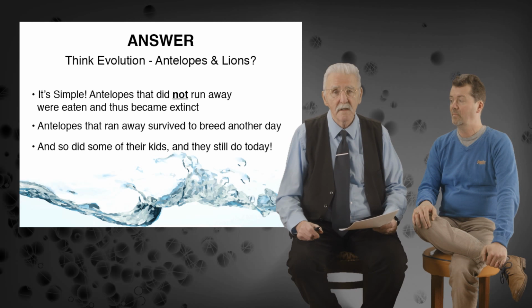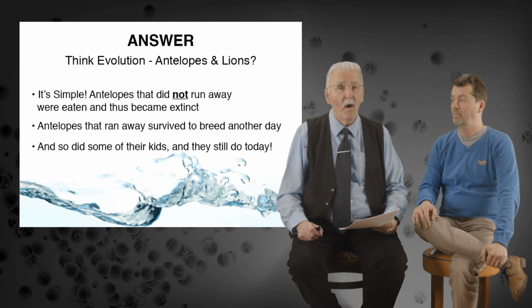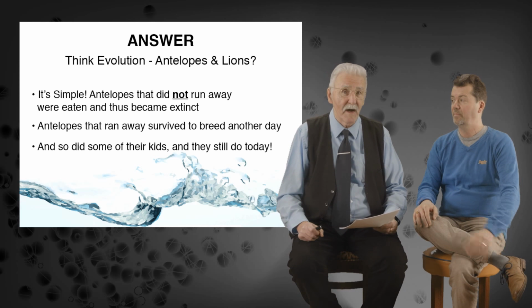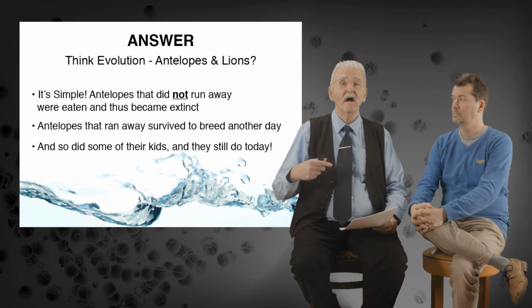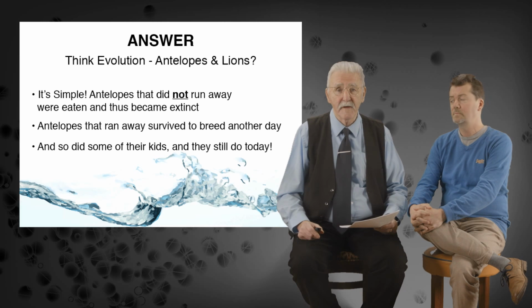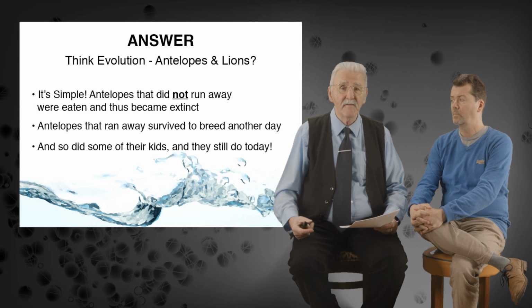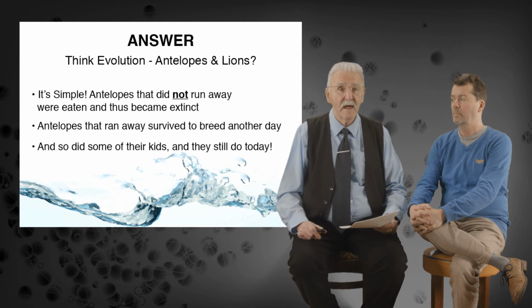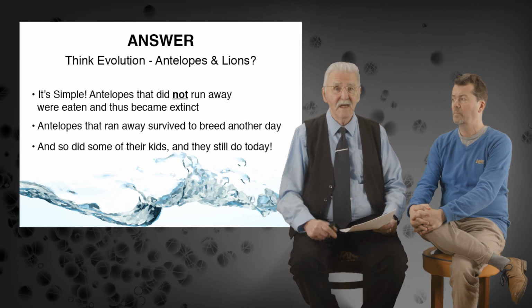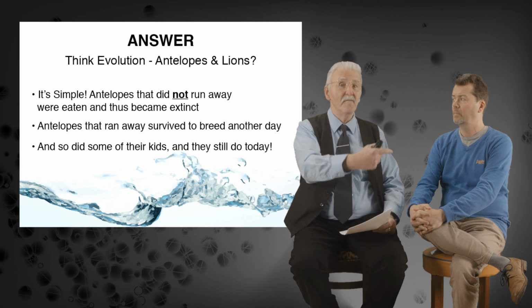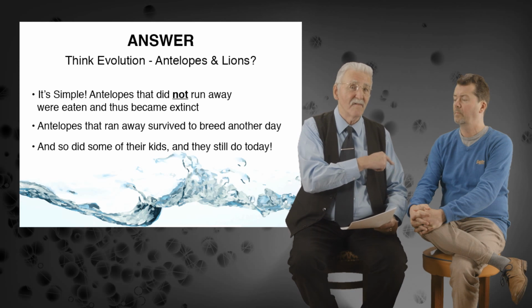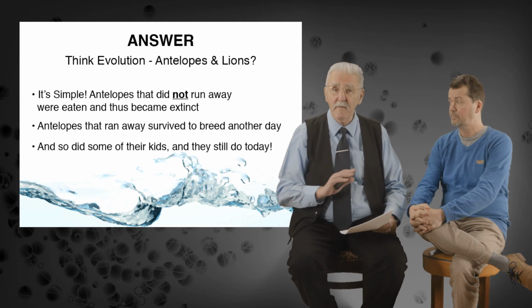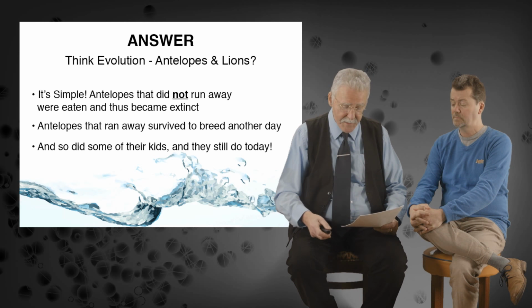It's very simple. The antelopes that ran away when they saw a lion, probably purely by accident, went on to breed and survive another day, procreate, and that behavior also passed on to some of their children, and it still does today. So antelopes run away from lions because it's in them to do so from millions of years ago. The ones that didn't do that became extinct very quickly. That's evolution. Very practical, very pragmatic answer.